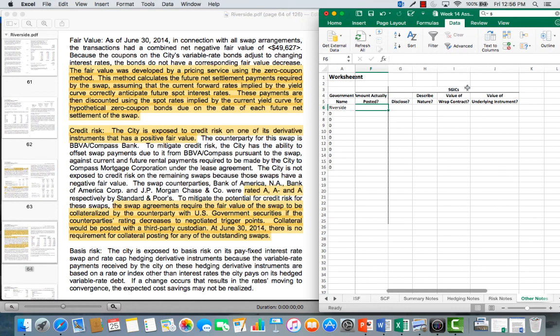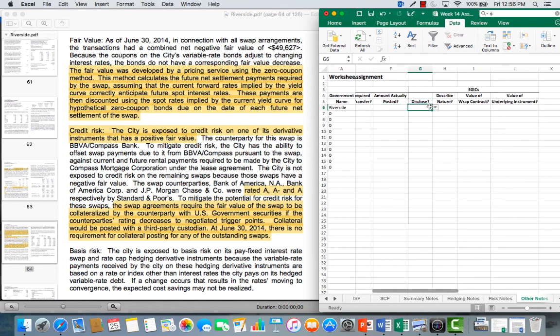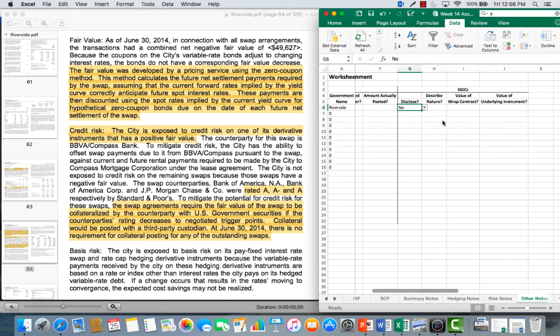And then if they have synthetic guaranteed investment contracts, or SGICs, they are required to disclose information about that. They do not, in fact, have any SGICs, so you just do no here, and you don't have to do anything else. If they did, they would have to describe the nature of those SGICs, the value, whether the value of the wrap contract had been disclosed, and whether the value of the underlying instrument had been disclosed. They need to be disclosed separately.